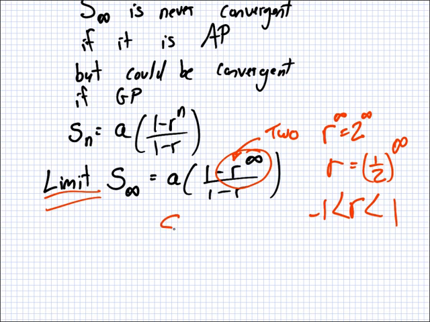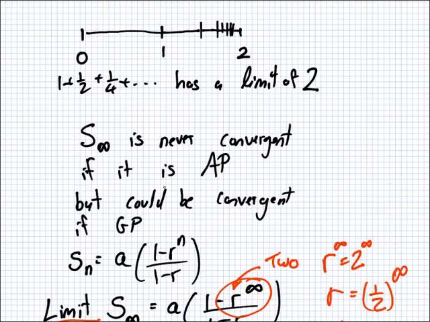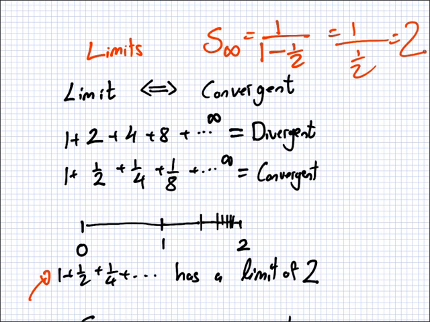And so we get this formula. The limit is a over 1 minus r. Now, before you write that down, we can test that formula out with the example I gave earlier. In this one here, what's the a? 1, and the r? A half. Yeah? So the limit should be a over 1 minus r, which is 2. Okay, so the formula works to give us the limit.